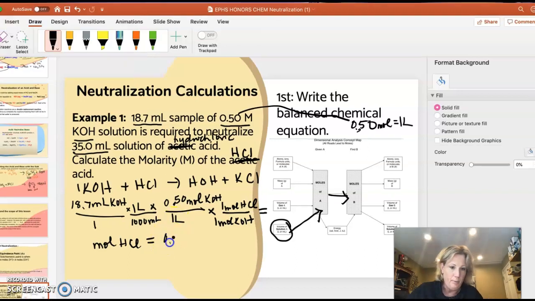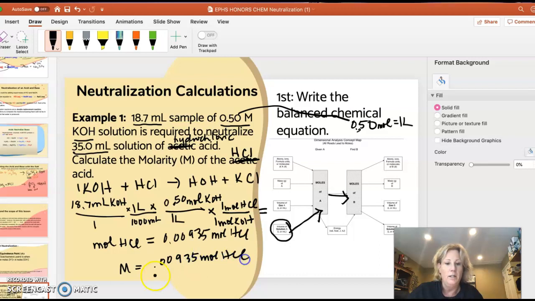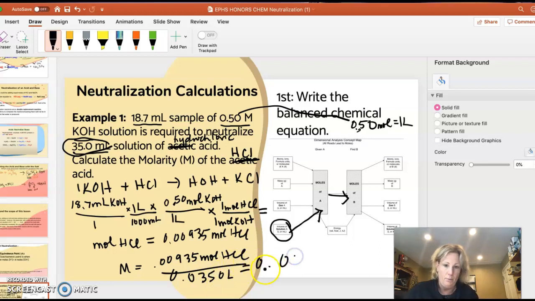So I end up with 0.00935 moles of HCl, but I want molarity. So molarity would just be those moles over the liters, which are up here. I would want to just make sure that's in liters. And then that will give me the molarity, which is, I think, 0.27 molarity.